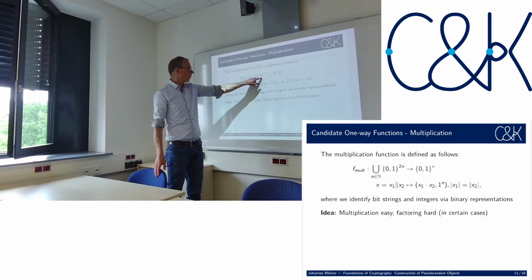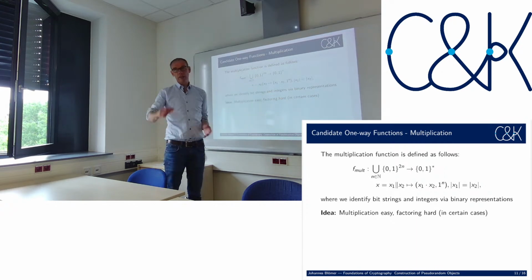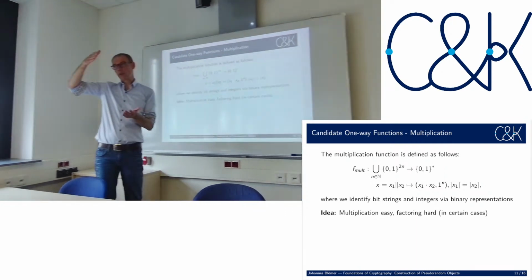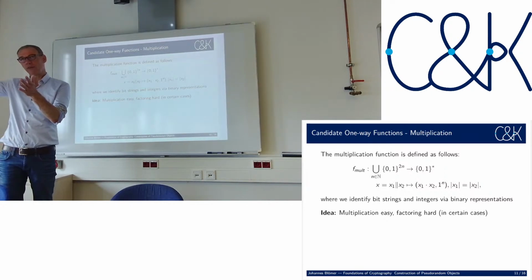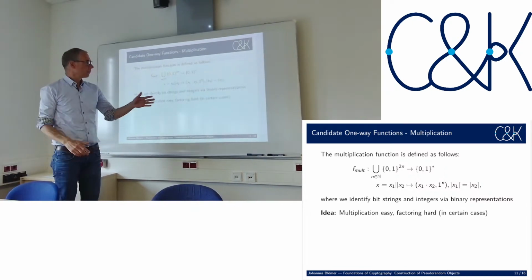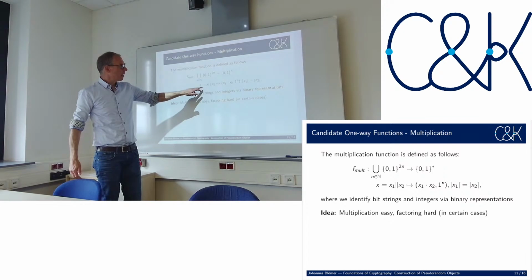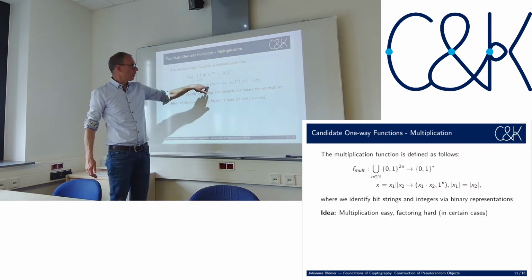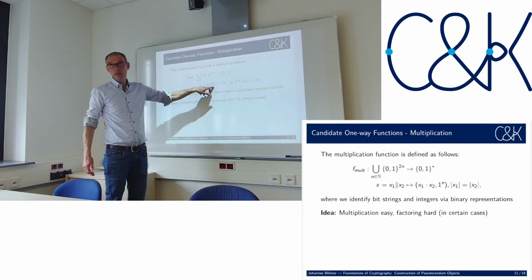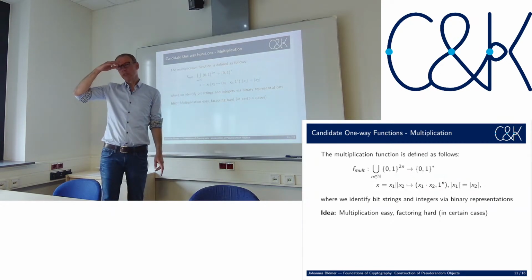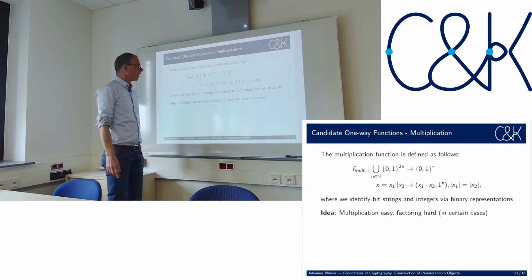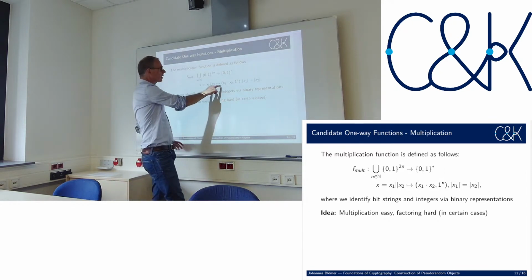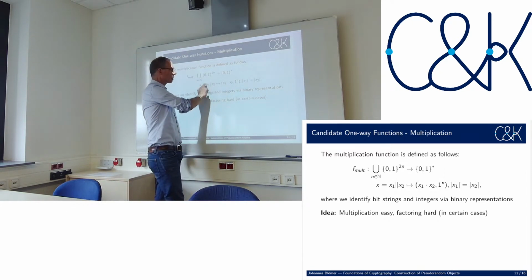And the reason I do that is that for even length inputs, I can partition it into the first half and the second half that have the same length. And then I interpret the first half and the second half as integers via binary representations, including leading zeros. And then the image is simply the product of the corresponding integers.